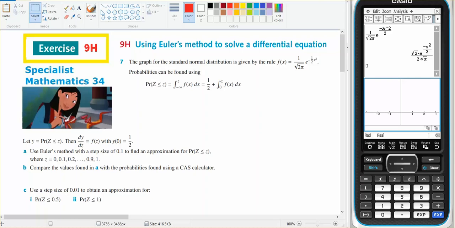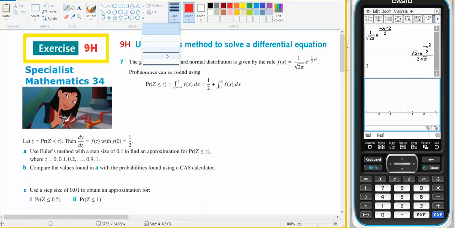This is for Year 12 Specialists. It comes out of 9H using Euler's method to solve a differential equation. And it's number 7, so it's an approximation of the normal distribution. Okay, so we actually haven't come across the normal distribution in any of our work yet. We will in Methods and we also will in Specialist.